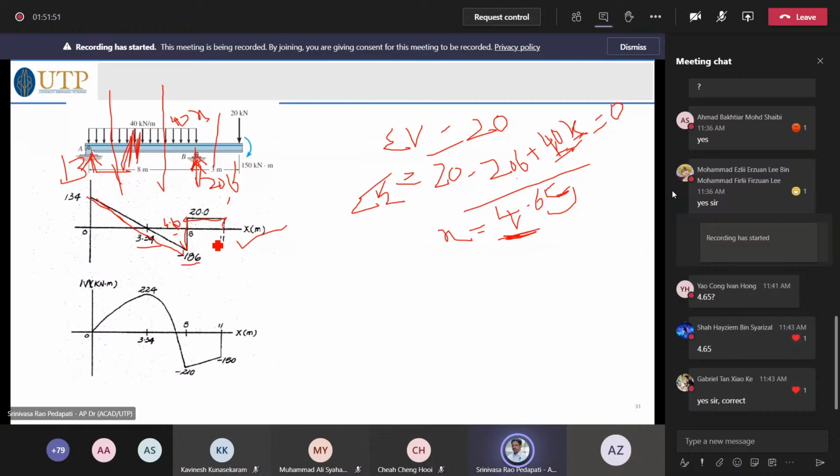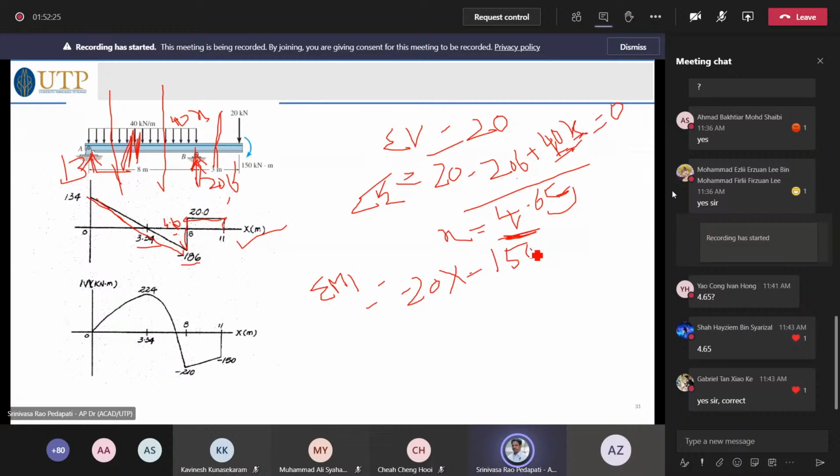And if you look now, come to the moment equation, sigma M. Let me call it M1 for section 1 that is shown here, the same section. So what is the value of M? Can anybody help me write the equation? 20 times x is clockwise. Clockwise means minus. Similarly, any other force, any other moment, minus 150.